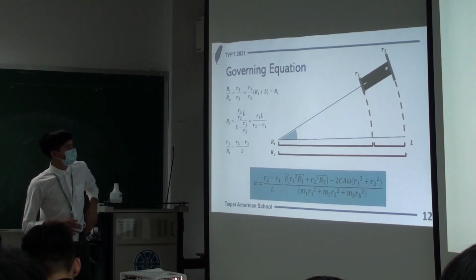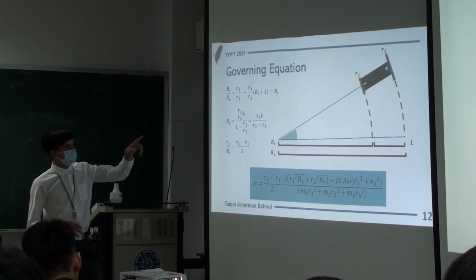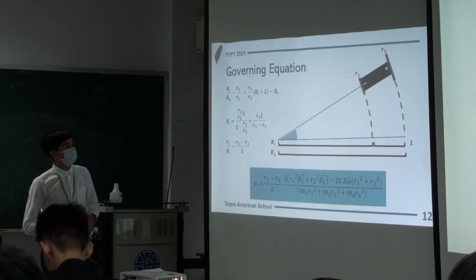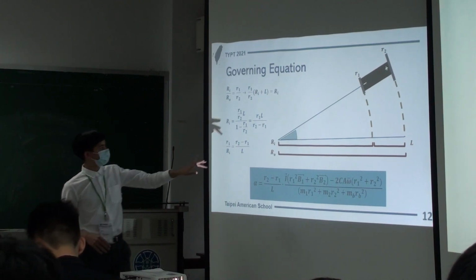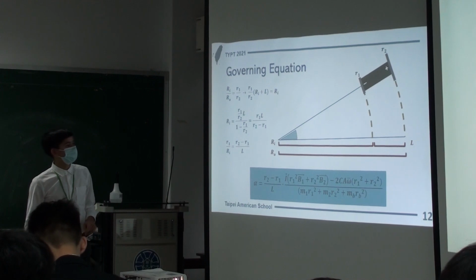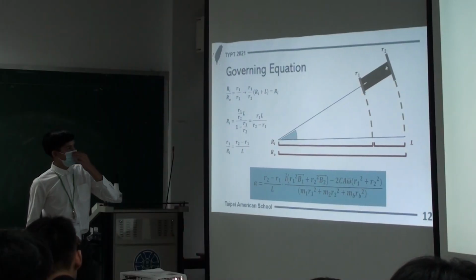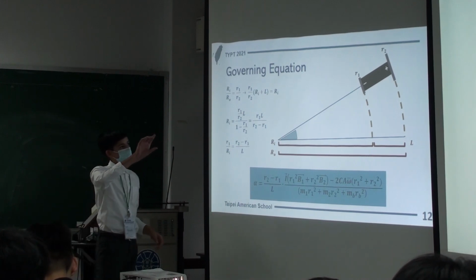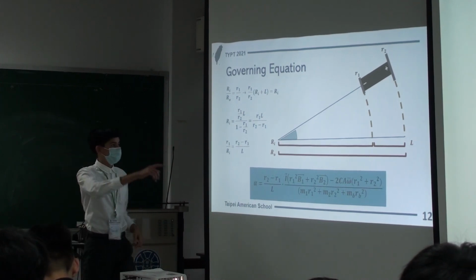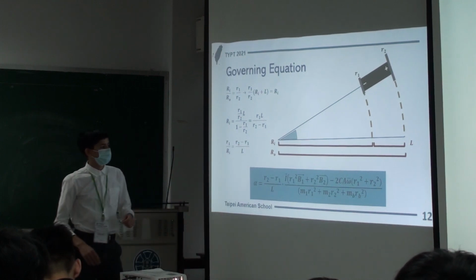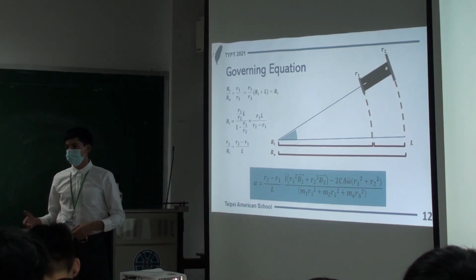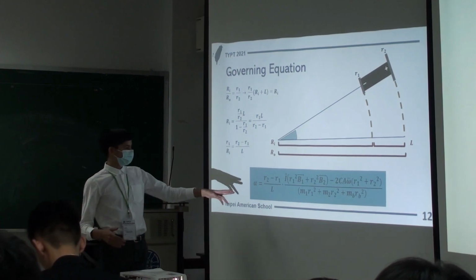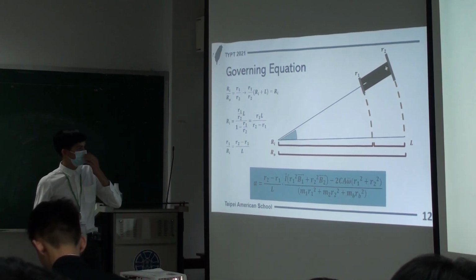So here's the governing equation. R2 is the radius of the large magnet, R1 is the radius of the small magnet, and here are the different distances. We used the radii of the magnets to find the length from the outer magnet to the inner magnet here, and the length from the inner magnet to the center of the circle. That leads us to this governing equation here, where this is the angular acceleration.